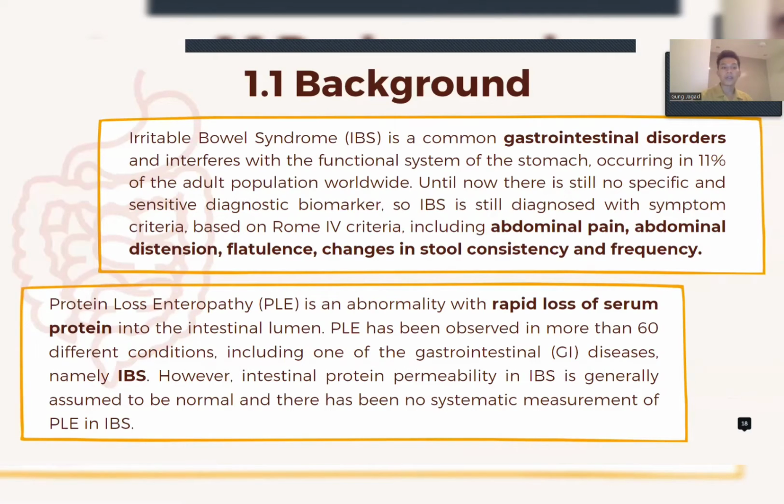And protein loss enteropathy or PLE is an abnormality with rapid loss of the serum protein into the intestinal lumen. PLE has been observed in over 60 different conditions or diseases, including IBS itself. However, in IBS, the intestinal protein permeability is generally assumed to be normal, and there is not yet a systematic measurement of PLE in IBS.